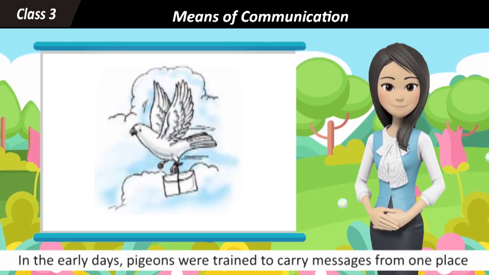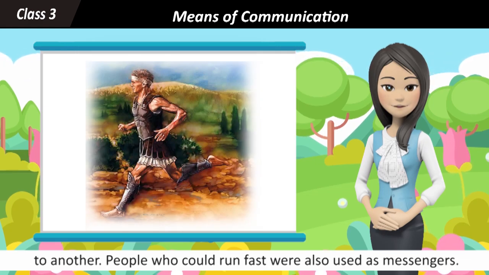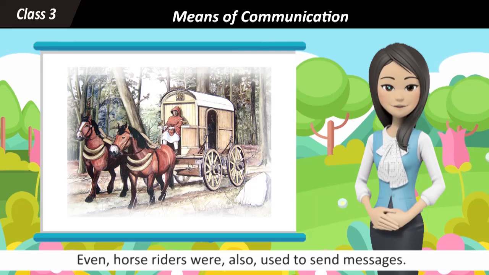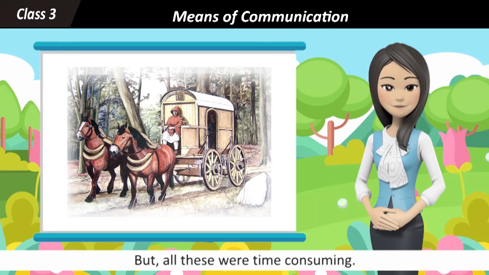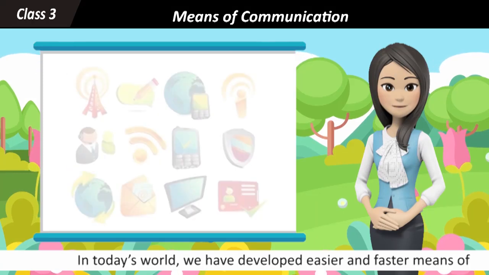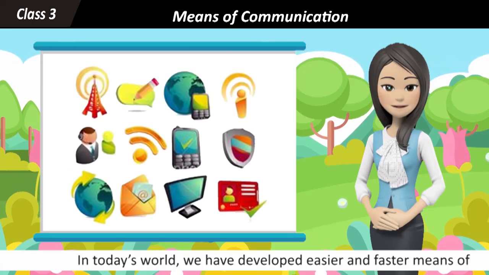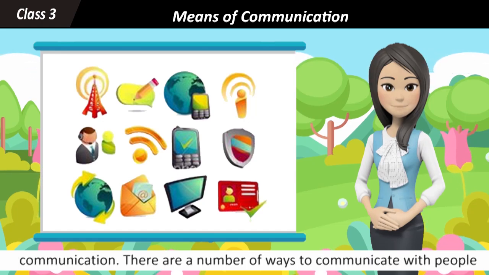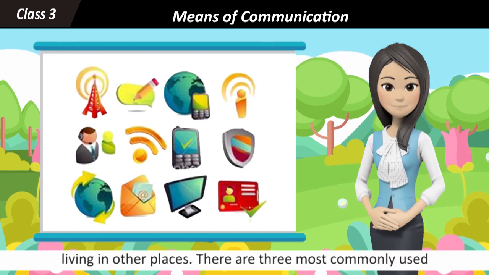In the early days, pigeons were trained to carry messages from one place to another. People who could run fast were also used as messengers. Even horse riders were used to send messages. But all these were time consuming. In today's world, we have developed easier and faster means of communication. There are a number of ways to communicate with people living in other places.